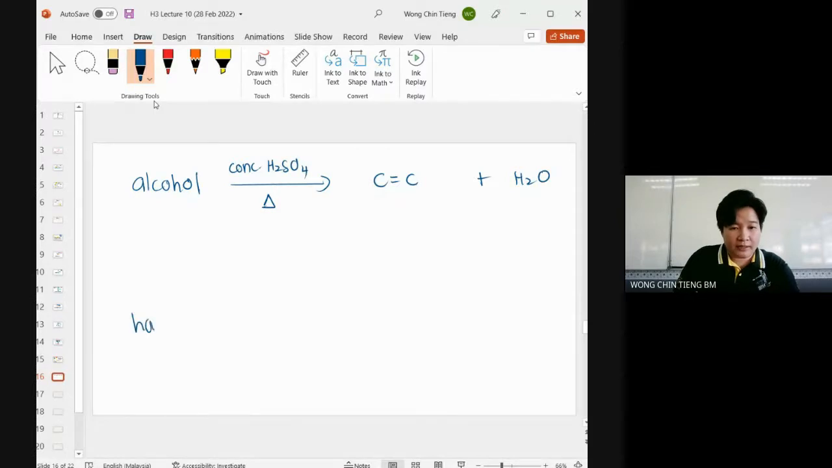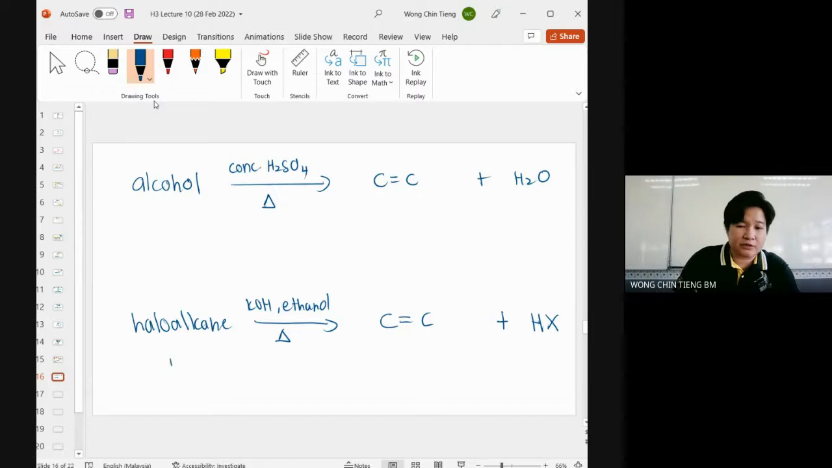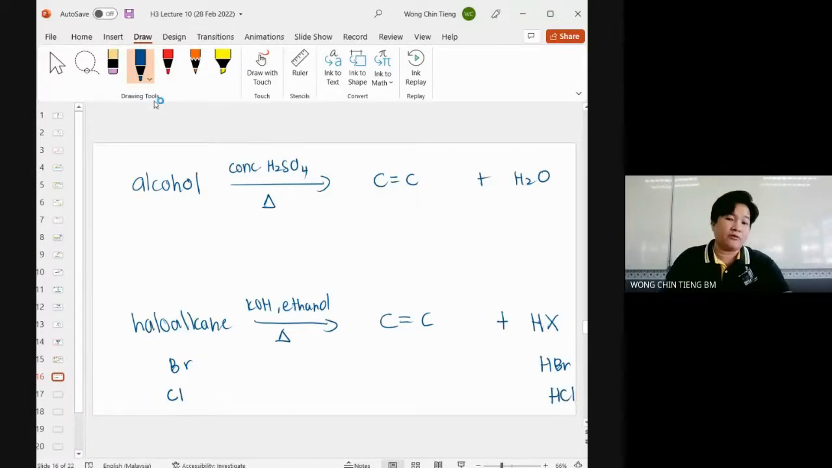Untuk haloalkane, kamu akan guna KOH ethanol and heat. Tak boleh tinggal mana-mana. Kamu akan dapat carbon double bond and byproduct kamu HX. Kenapa HX? Kalau depan kita guna Br dan kita akan dapat HBr. Kalau kat depan kita guna Cl, kita akan dapat HCl. Alright, so depends pada apa yang kamu guna. Apa haloalkane yang kamu guna. Tapi no matter what is the haloalkane, kita tetap guna KOH, ethanol and heat.